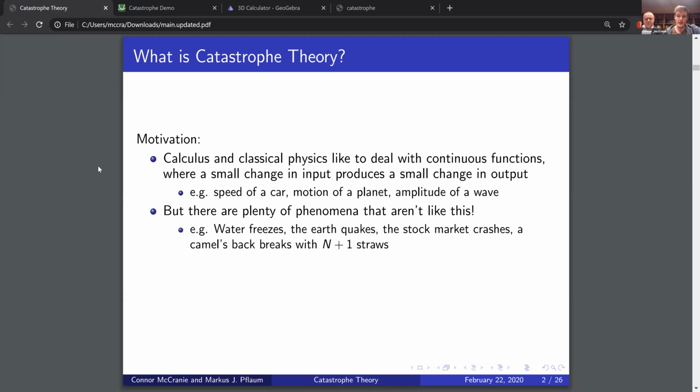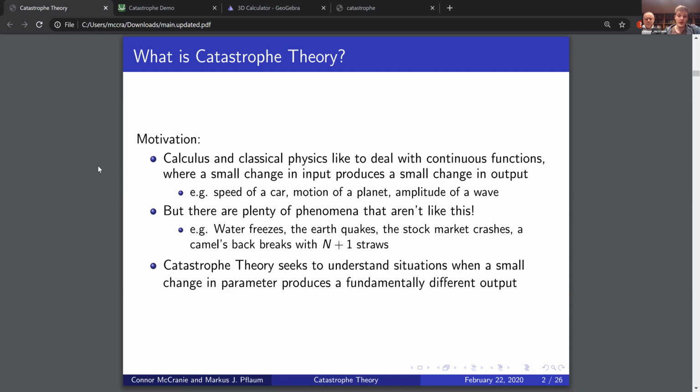Similarly, earthquakes as a continuous function of time, stock market crashes. Our camel is fine with straws on its back, and suddenly when we add one more straw, we get a very different behavior. So catastrophe theory tries to understand these situations, where they're coming from, and to try to classify them and see if we can use that in some applications.